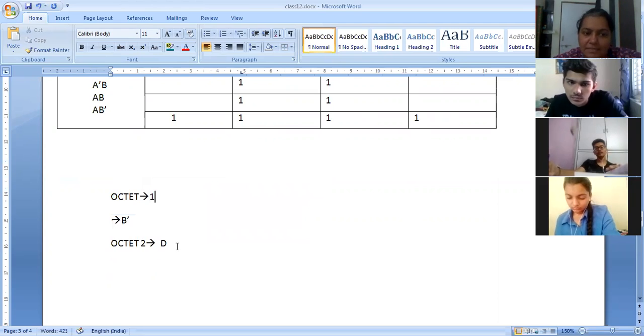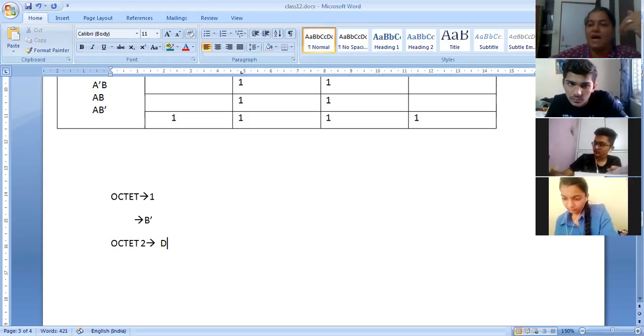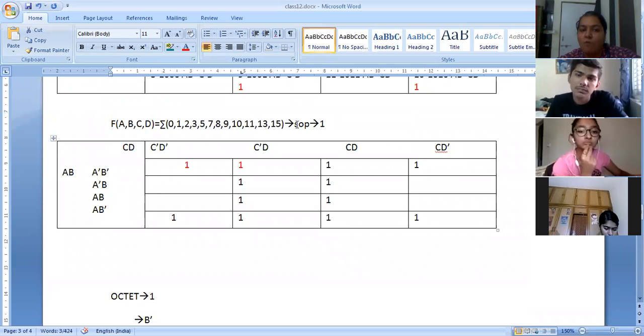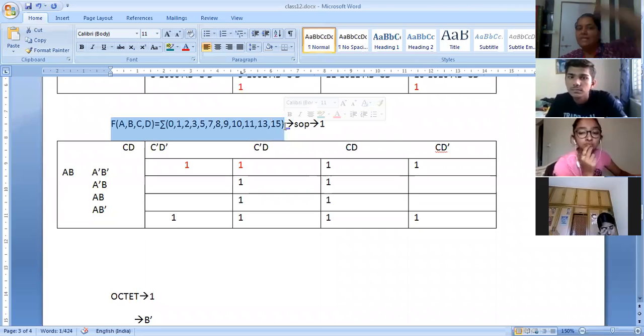Octet 1, the answer is B bar. Octet 2, the answer is D. Now the answers you have got for the two octets, you will add to Y because it is a sum of products. So B bar is your product and D is your product, and you will put a plus sign in between. This is your answer: B bar plus D. B bar plus D is the simplified form of this whole equation. So from there to here, we have solved it.